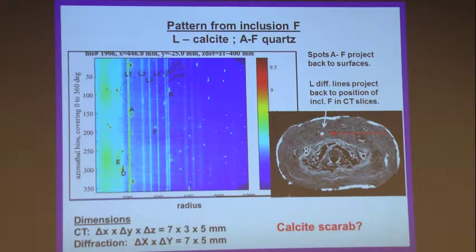This is the position where the L lines originate, and we find out that it exactly matches the position that we see in CT. So we identify this as calcite by its dimensions, which are something like CT says 7 by 3 by 5 millimeters, and the diffraction cross-section is sort of 7 by 5 millimeters. It's the right sort of size for the spiritual symbol or talisman, a charm that the Egyptians use, which is a scarab, the scarab beetle.